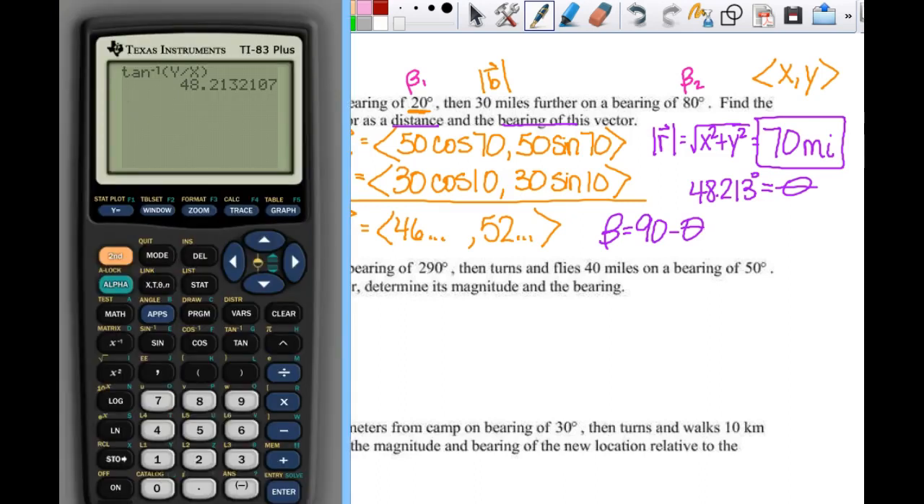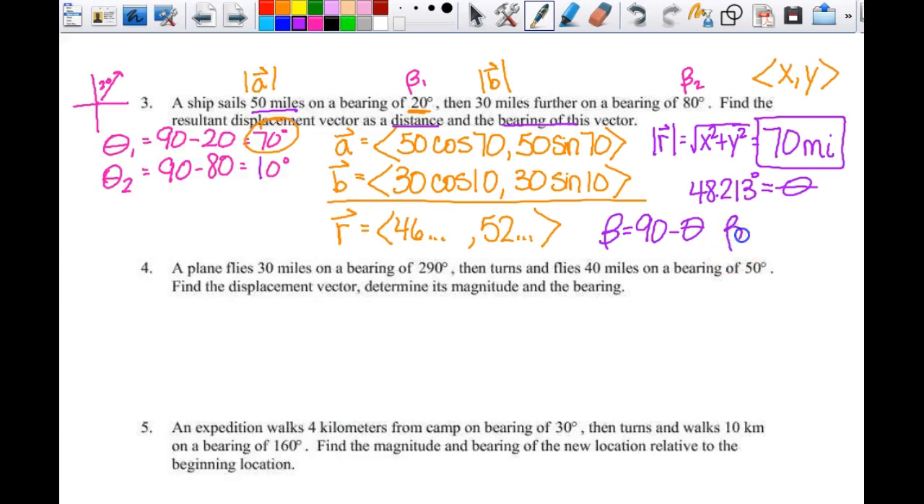So you could store this if you want, but you can just do 90 minus the answer, and you get 41.787. So the bearing is 41.787. If we hadn't stored our numbers, you think we'd have gotten a nice pretty 70? No, we wouldn't have, right? But since it stores everything, it cleans it up for you when you get it that way.